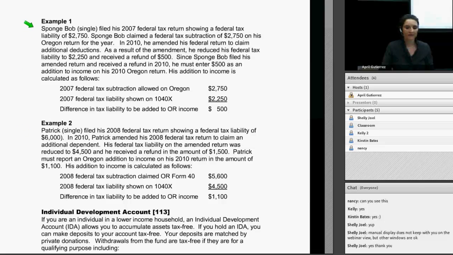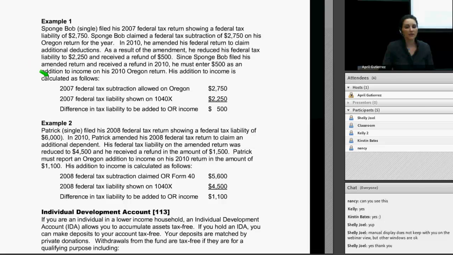We have a character named SpongeBob who is single, and he filed his 2007 federal return showing a federal tax liability of $2,750. SpongeBob claimed a federal tax subtraction of $2,750 on his Oregon return for that year. Then in 2010, he amended his federal return to claim additional deductions. As a result of the amendment, he reduced his federal tax liability to $2,250 and received a refund of $500. Since SpongeBob filed his amended return and received a refund in 2010, he enters $500 as an addition to income on his 2010 Oregon return.